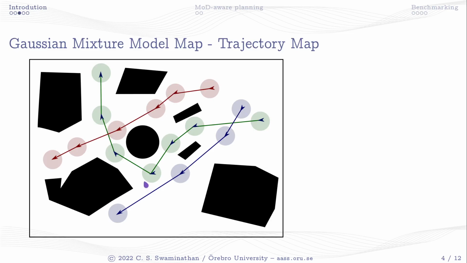One MOD we have used is the Gaussian mixture model map. It's a mixture model of trajectories. Here we see a blue trajectory with 4 points, a green trajectory, and a red one. And these are the 3 trajectories available in this mixture model. And these circles represent the standard deviation of this point in space.